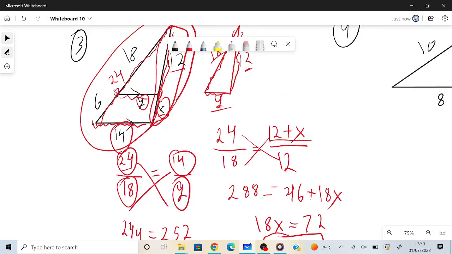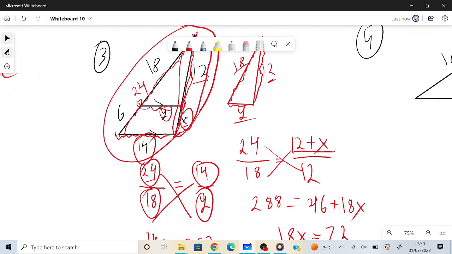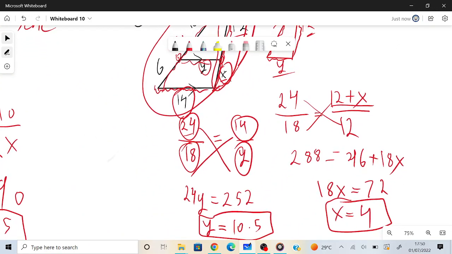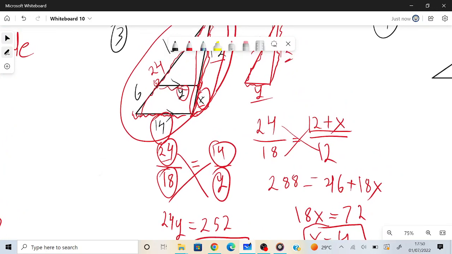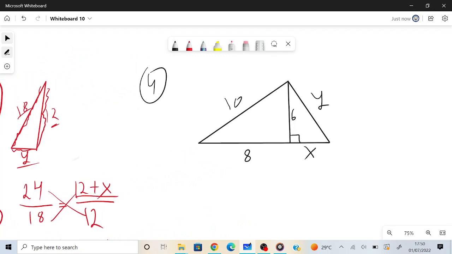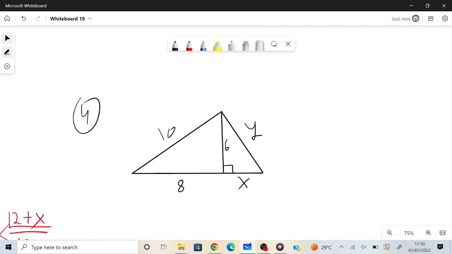So on to the next example. Again, you can verify your answer with the second method. I won't do it for this question because of time, but you can always check your answer with that. On to the final example for this video.